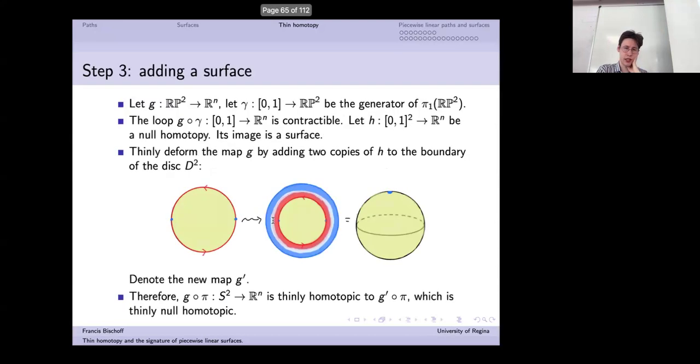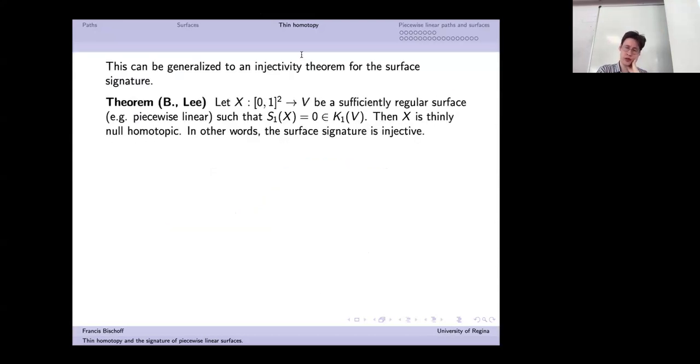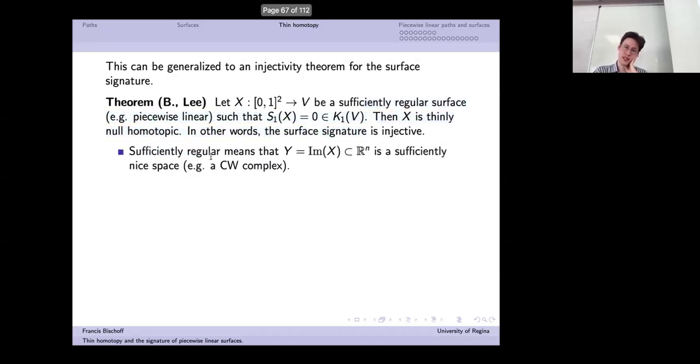So this argument can be generalized to an injectivity theorem for the surface signature. The theorem, which I'm stating here in an imprecise way, says that if X is a sufficiently regular surface, for example, piecewise linear, such that the signature is 0, then X is thinly null homotopic. In other words, for sufficiently nice surfaces, the signature is injective. So that generalizes the theorem of Chen.